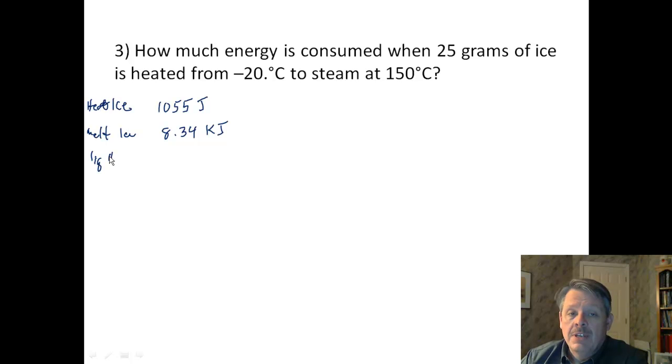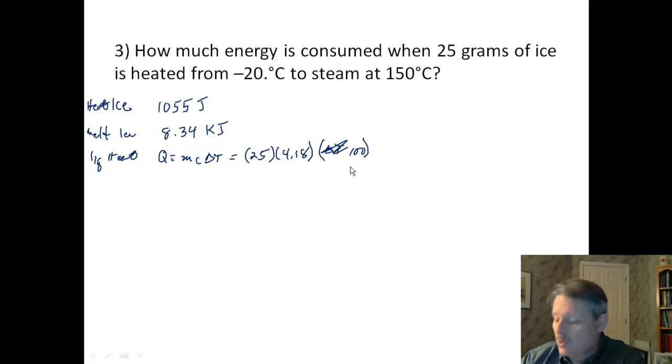We have to heat that, and that's Q equals mc delta T. Our mass is 25 grams, our C is 4.18 joules per gram degree centigrade, and our delta T is 100 degrees, because we're going all the way from 0 to 100, right? And that is equal to 10,450 joules.